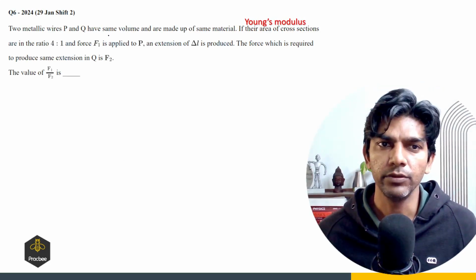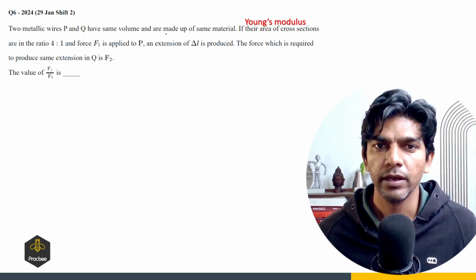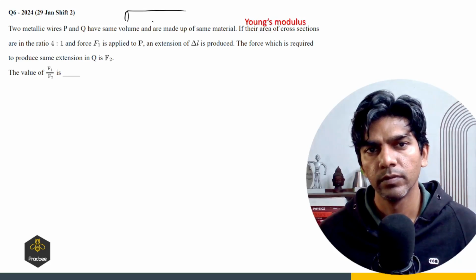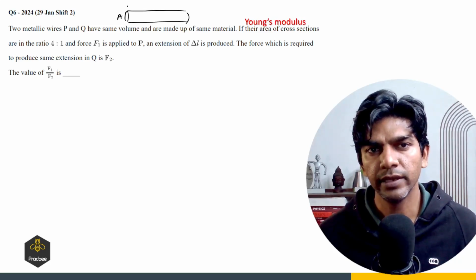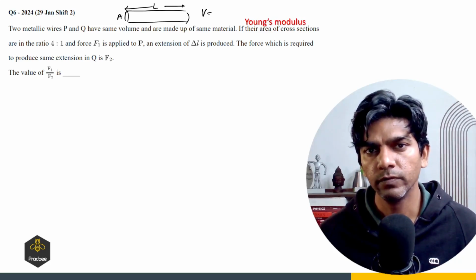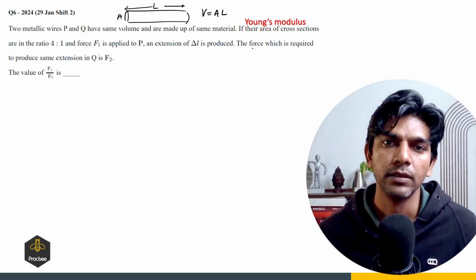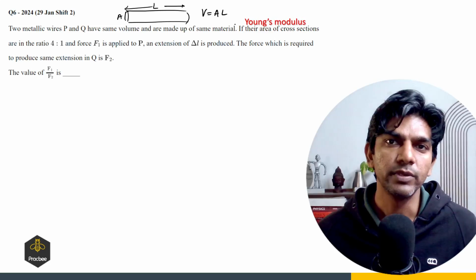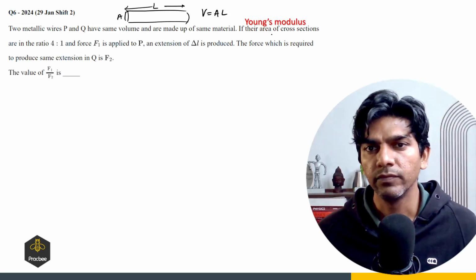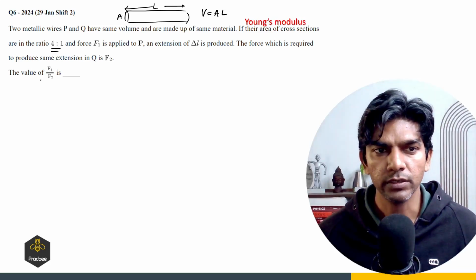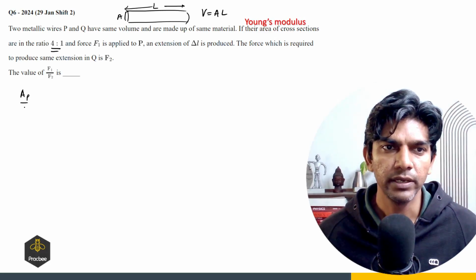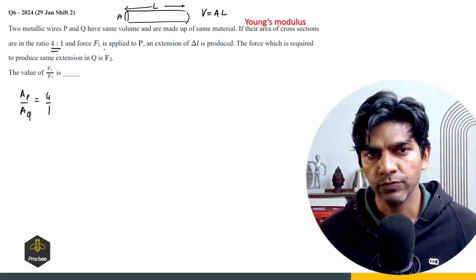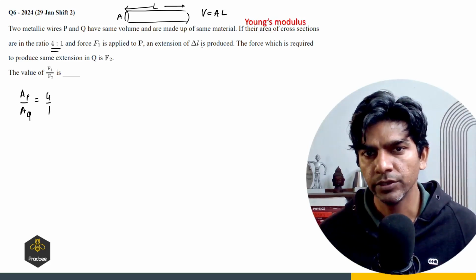Two metallic wire P and Q have the same volume, are made up of the same material. So when they are saying the same volume, if A is the area of cross section and L is the length, then volume will be area of cross section times the length. Material is also same, so it means they must be having the same Young's modulus. If their area of cross section are in 4:1, so we have given AP by AQ as 4 by 1. And force F1 is applied to P and elongation of delta L is produced.